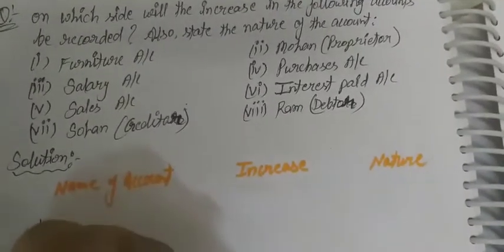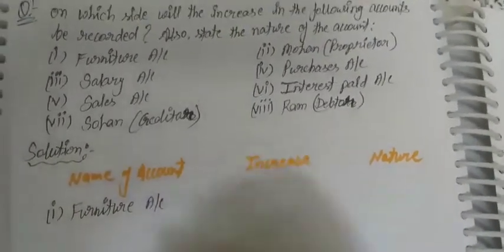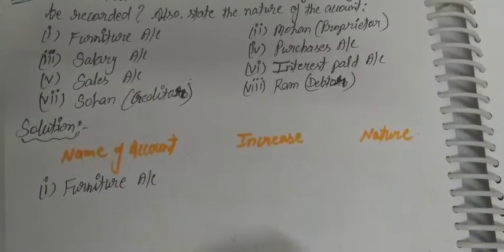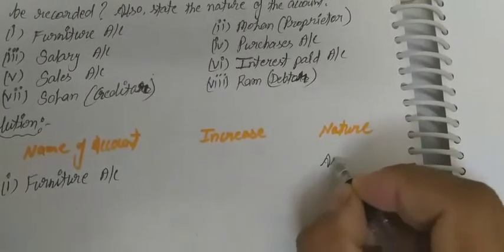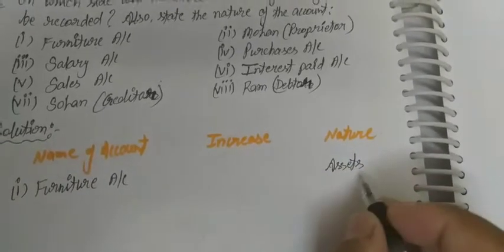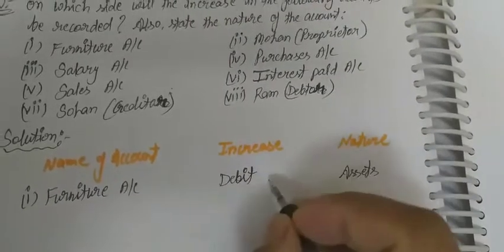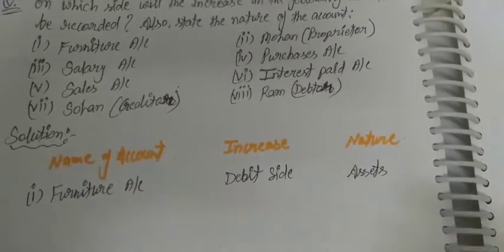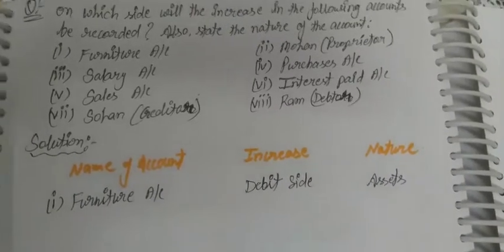So if I'm writing here first, this is the furniture account. The furniture account is an asset. If we're talking about the nature, it is an asset, and if it is an asset, then it will increase on the debit side. Have you understood now? हमें इस अकाउंट्स का नेचर बताना है, दैट इज एसेट्स, और एसेट्स किस साइड में इंक्रीज होंगे, वो डेबिट साइड में.